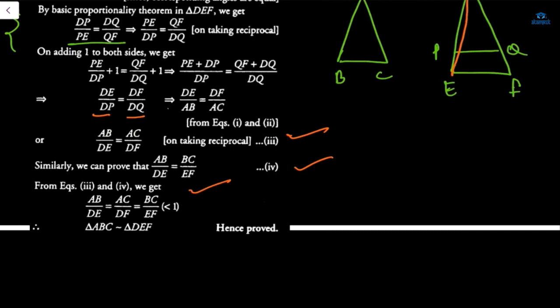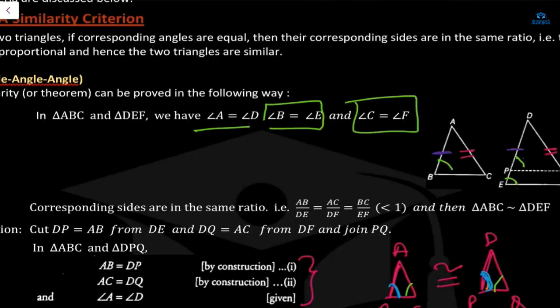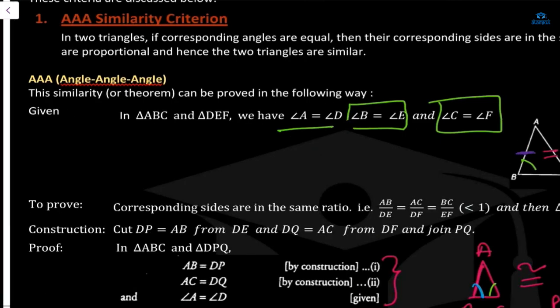All the three angles should be equal and all the three sides should be in proportion. Okay, but this is the theorem. I'm explaining to you how we can use AAA as a fulfilled criteria.